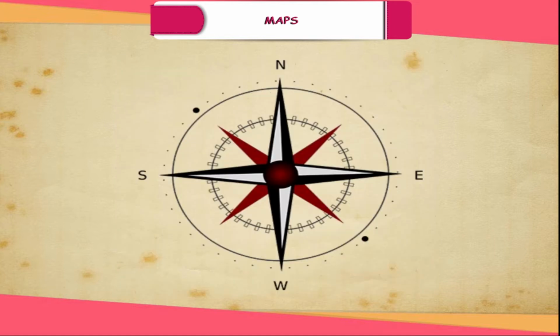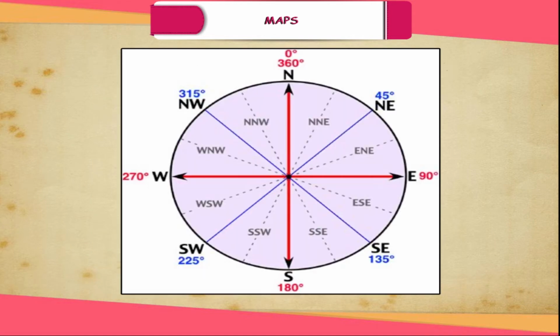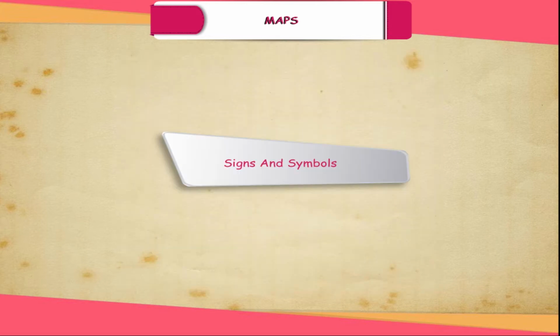We can also find out the direction of a place with the help of a magnetic compass. It is an instrument used to find out many directions. Its magnetic needle always points in the north-south direction.